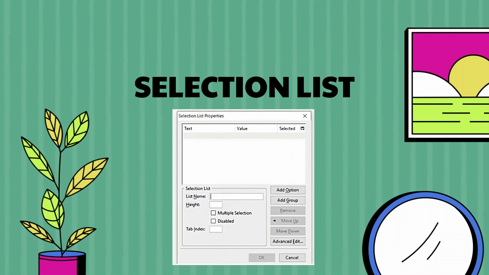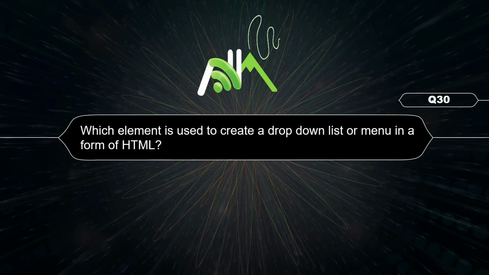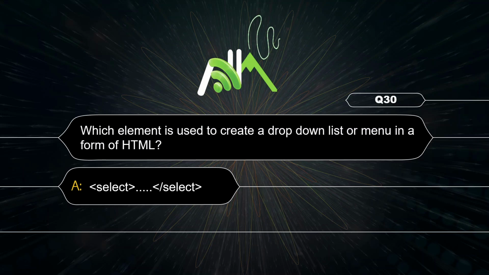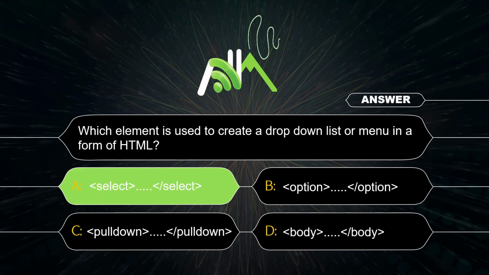Now we will see about selection list. First we have to create a drop down list or menu. After that we can add elements or options in it. So here we will see the question. Which element is used to create a drop down list or menu? As I told you earlier, select is used to create a drop down menu or list. Option A.